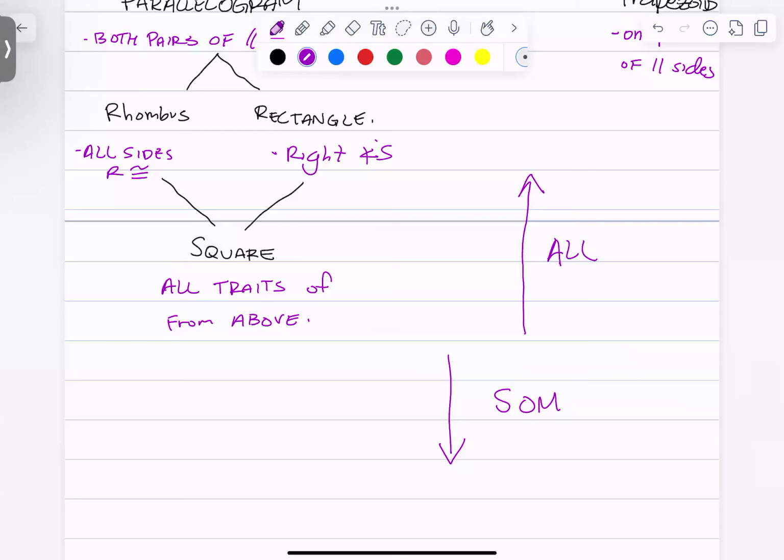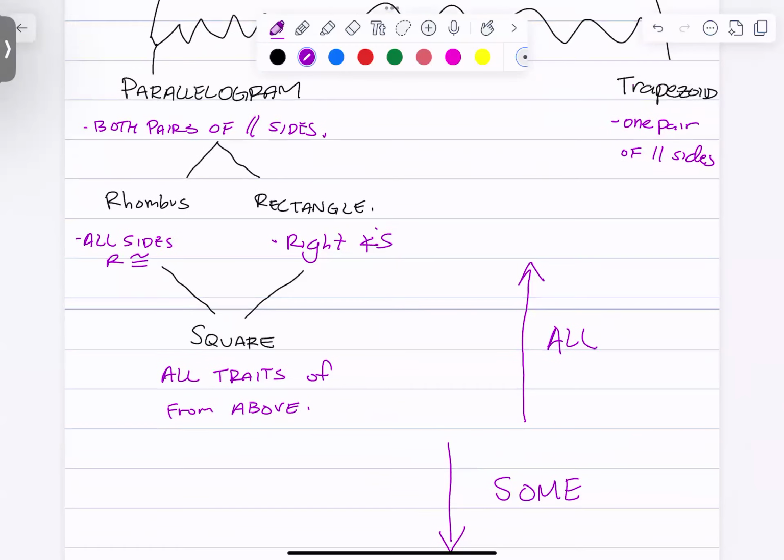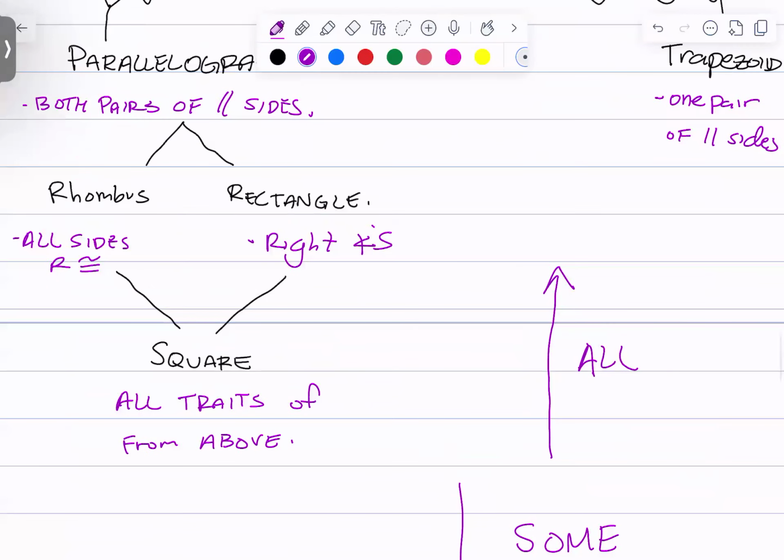As you go down this list, it's some. Some parallelograms are rhombuses. Some parallelograms are rectangles. Some parallelograms are squares. Some rhombuses are squares. Some rectangles are squares. No rhombuses are rectangles, and vice versa. No rectangles are rhombuses. We can't go across. Go up, it's all. Come down, it's some.